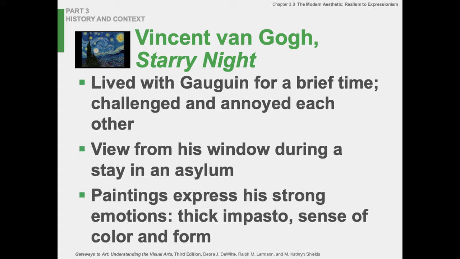So he lived with Gauguin for a brief time. And they got on each other's nerves. They don't have as much information on Gauguin's state of mind. Of course, he went off to Tahiti when he died. But obviously, Van Gogh is mentally ill. The two of them did not get along.